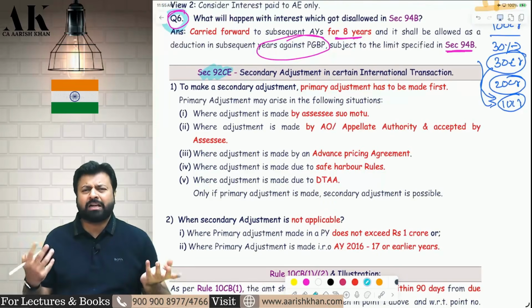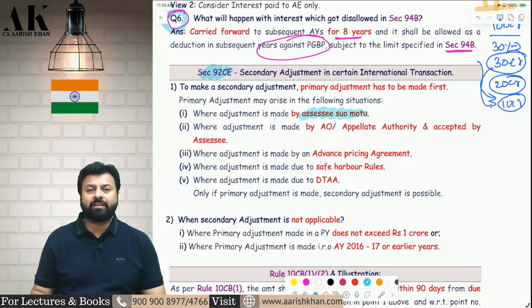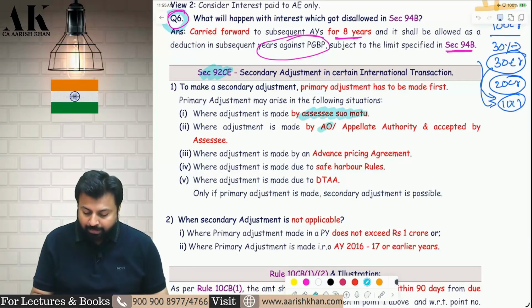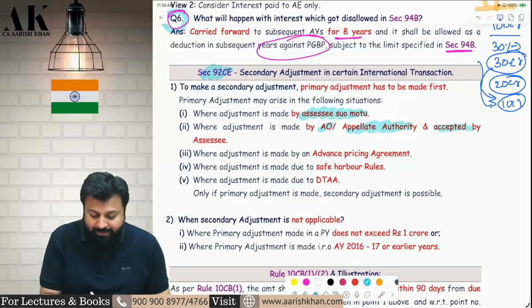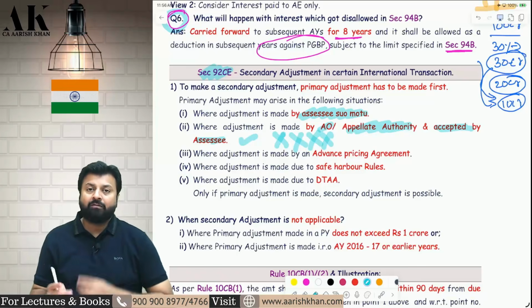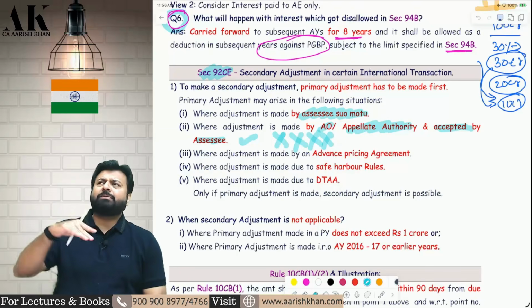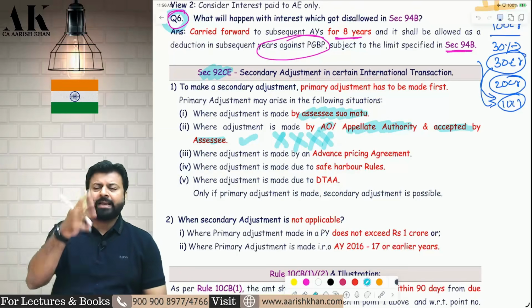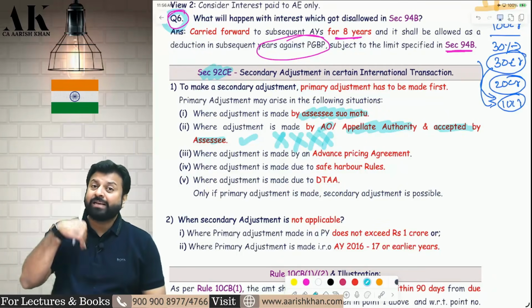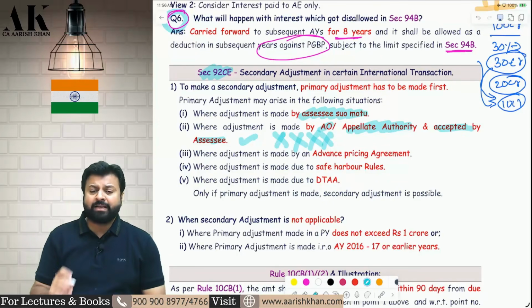Primary adjustment is your normal transfer pricing adjustment, which can be done by assessee suo motu while filing the return on 30th November, or it can be done by AO or appellate authority. And if it is accepted by assessee, then transfer pricing is applicable. If it is not accepted by assessee and if the assessee appeals the primary adjustment, then secondary adjustment is not applicable. For secondary adjustment to apply, whatever the AO will add back, you have to accept first. If you don't accept, you file an appeal to CIT appeal or JC appeal, then secondary adjustment is not applicable. So if you challenge the primary adjustment, then secondary adjustment is not possible. If you accept the primary adjustment, then secondary adjustment is possible.